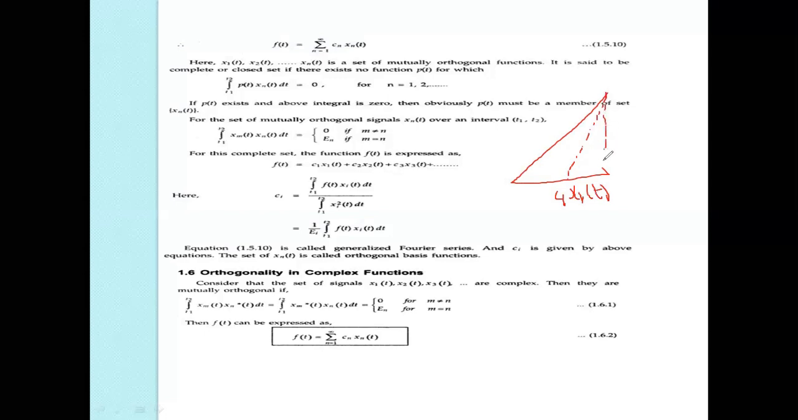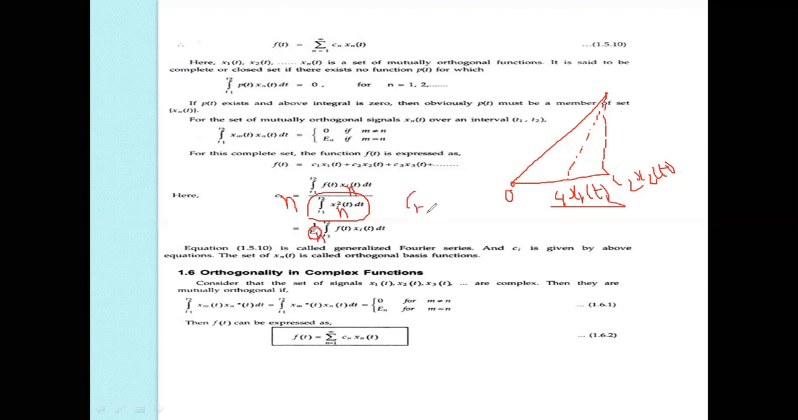Another point, if I assume c2 x2 of t, and so on. When this function becomes 0, then only the total, completely set of orthogonal functions is c1 x1 and c2 x2. So cn is equal to, because you know the cn, it becomes cn xn and xn square of t. So integral t1 to t2 f of t xn of t dt, and integral t1 to t2 xn square of t dt. And the denominator function is the energy signal, so the energy is En.